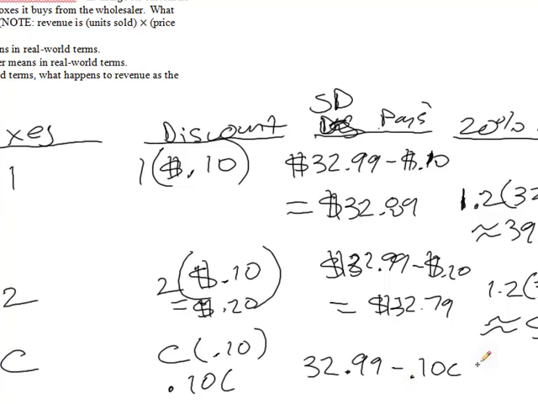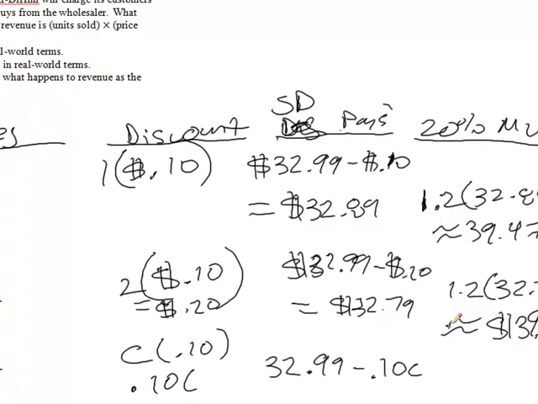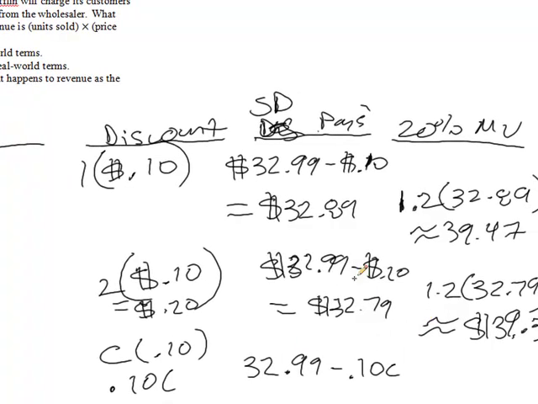Okay, well now this is what they pay, so they're going to mark this amount up by 120%. So whatever this is, just like we did here, we took the final amount and multiplied by 1.2. So right now this is our final amount. Once we've reduced the price by C multiples of 10 cents, we're going to mark that full amount up.